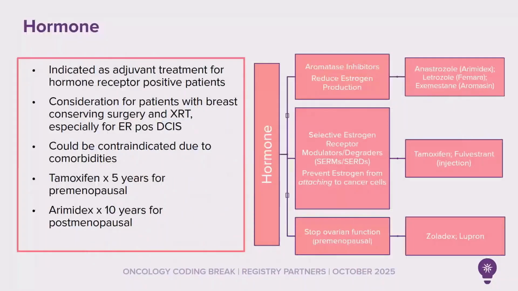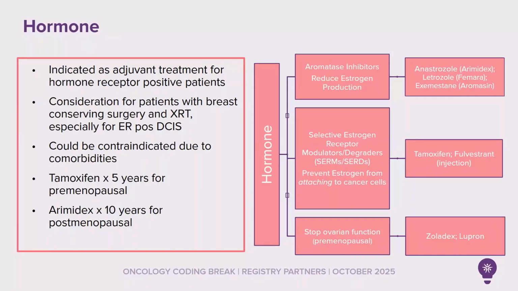Hormone therapy is indicated as an adjuvant treatment for hormone receptor positive patients per the NCCN guidelines and American Cancer Society. Consideration is given to patients with breast conserving surgery and XRT, especially for ER positive DCIS. Hormone treatment could be contraindicated due to comorbidities. Tamoxifen would be given for 5 years for premenopausal women, and Arimidex is given for 10 years for postmenopausal women.